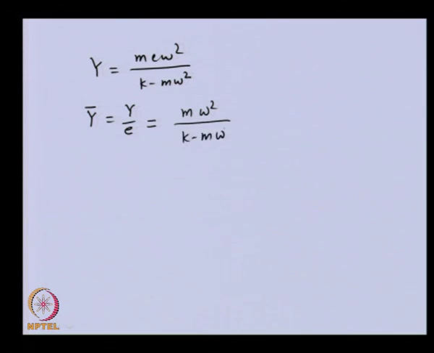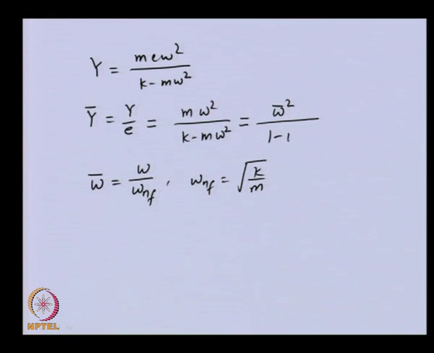given by this. Now, we can define the frequency ratio as omega by omega n f, where omega is the spin speed and omega n f is the natural frequency, which is given as root k by m. With this, we can write this expression as omega bar square divided by 1 minus omega bar square, by rearrangement of the equation.